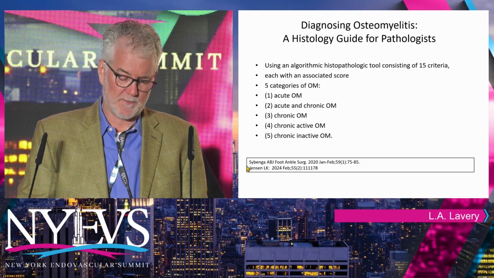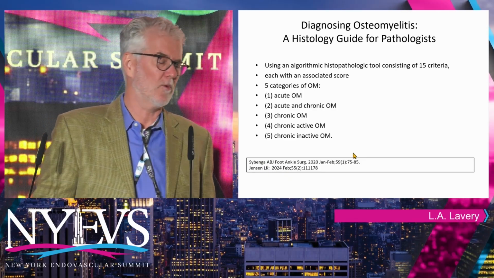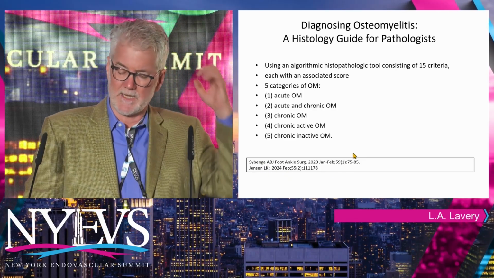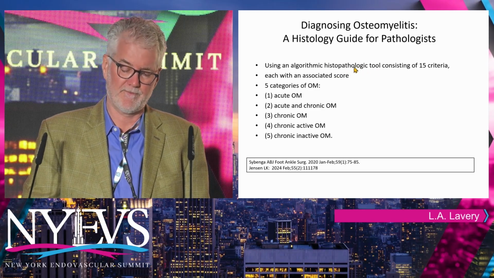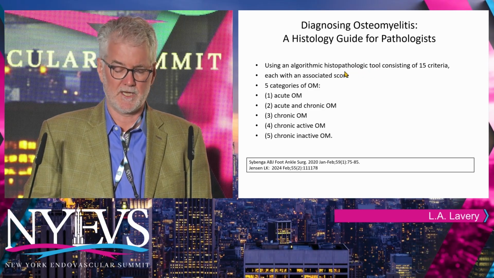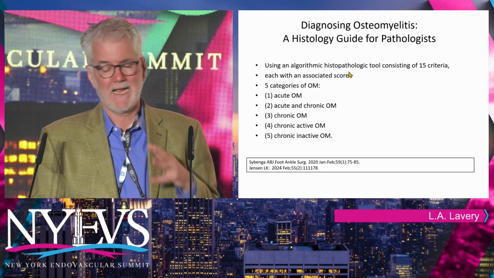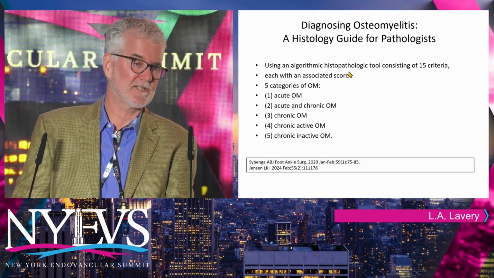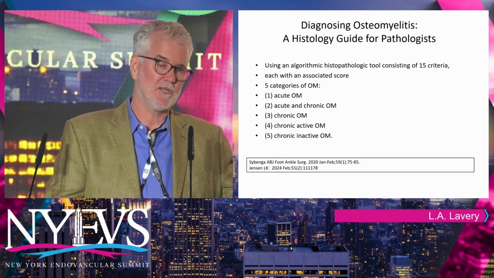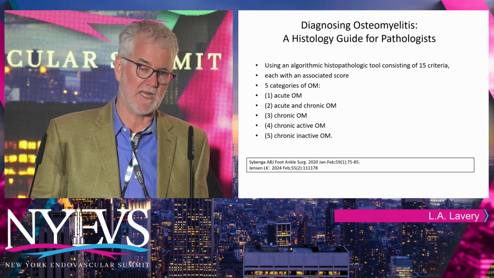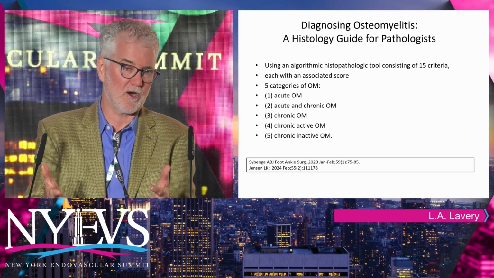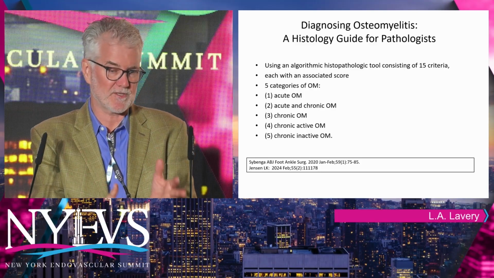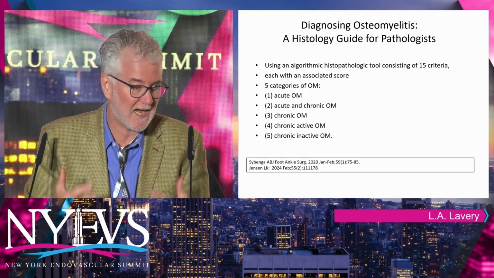So there's a paper that was published in Foot and Ankle Surgery. It was from Scott and White in Temple, Texas, and they have a scoring system for the histopathology of osteomyelitis. I think this is a nice framework, but what's important is you sit down with your pathologist and say, what criteria are you looking for to say if there's osteomyelitis or not? Would you please document that?